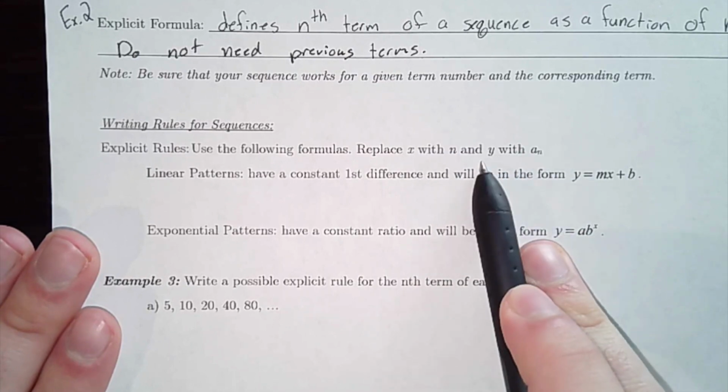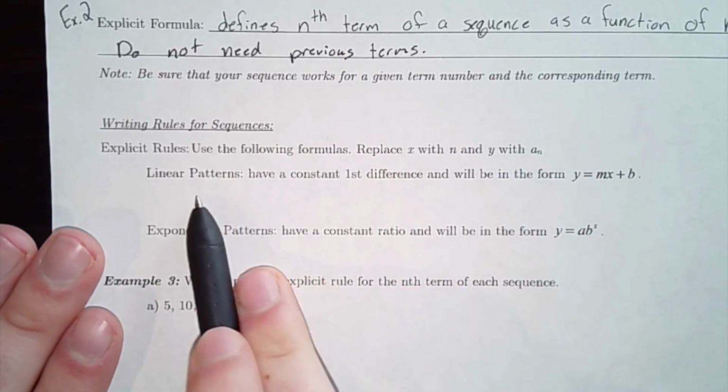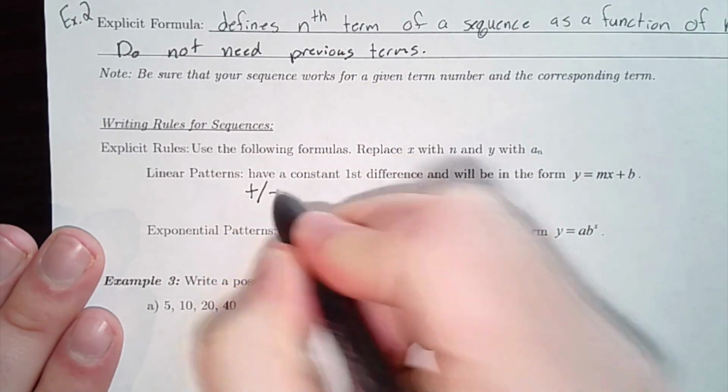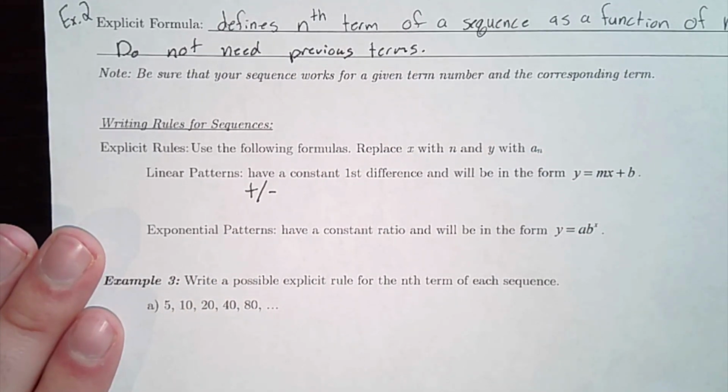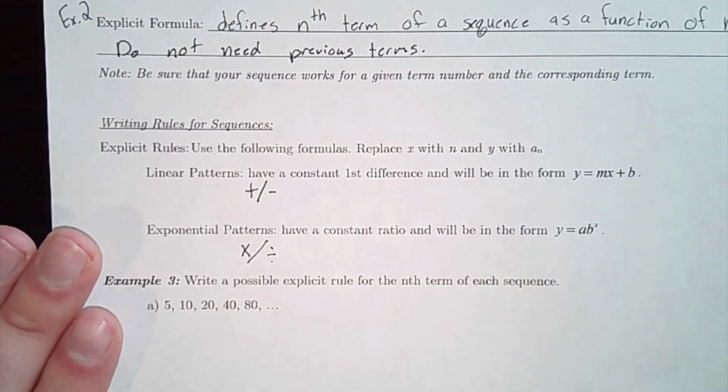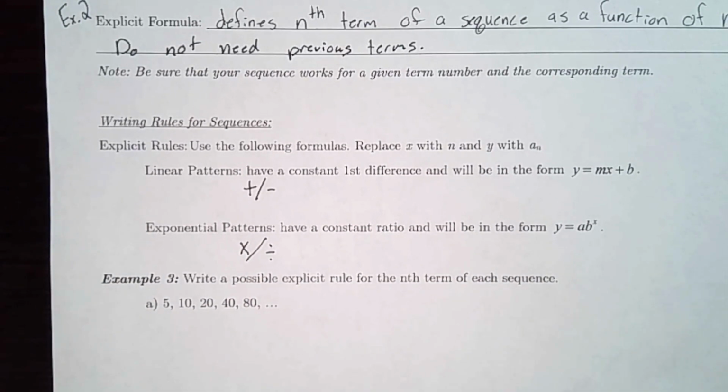Now, as we start to do this, linear patterns are those constant differences. So we're talking about adding and subtracting patterns. Exponential patterns are based on multiplication and division. So if I have either of those patterns, I can use the formula that corresponds with it.